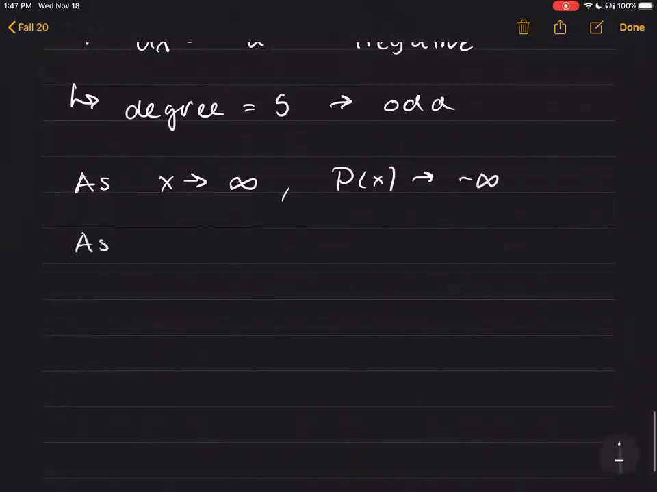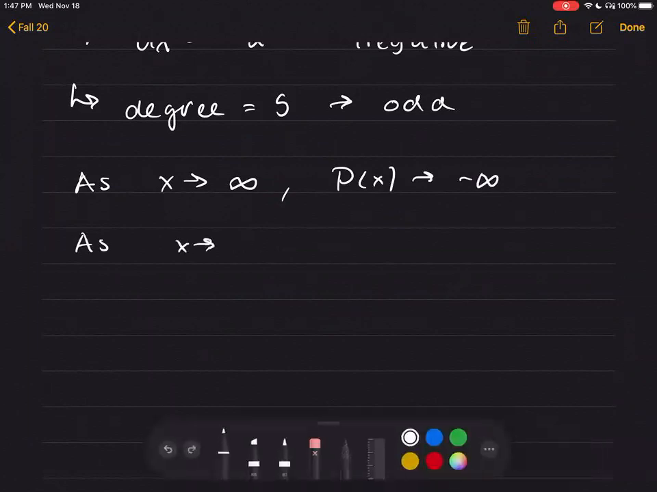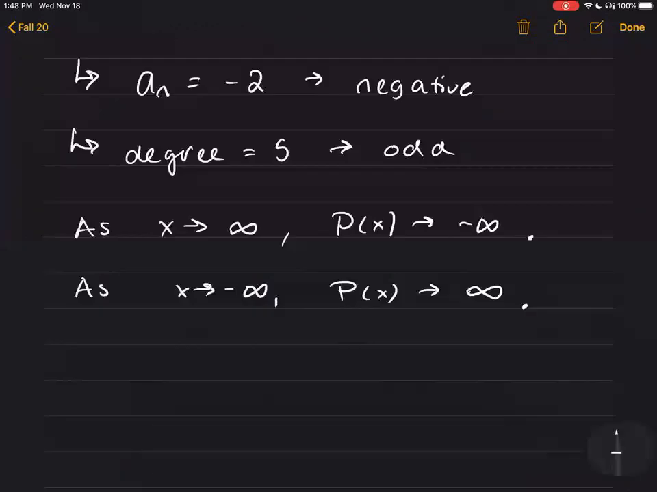And as x goes to negative infinity, p of x goes to positive infinity. All right, so pretty straightforward once you have a chart like that. Now remember, our end goal is to be able to start at least sketching graphs of polynomials in general.